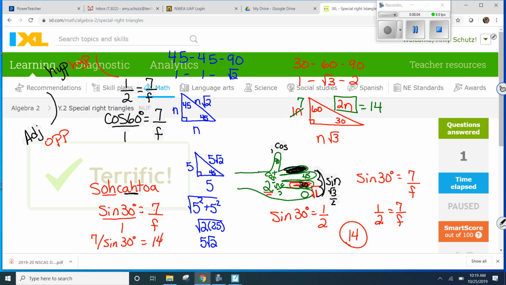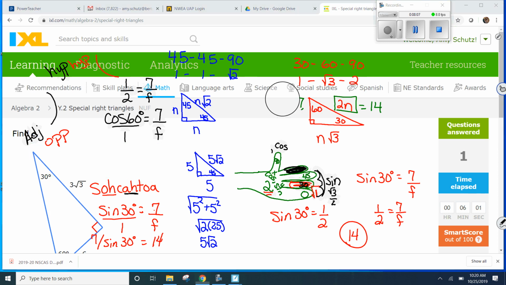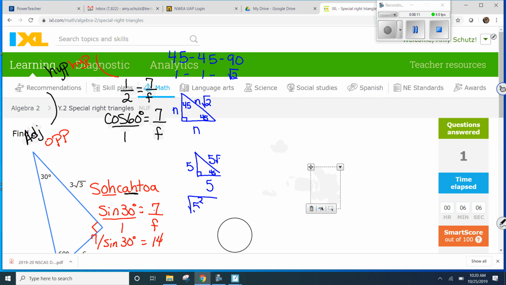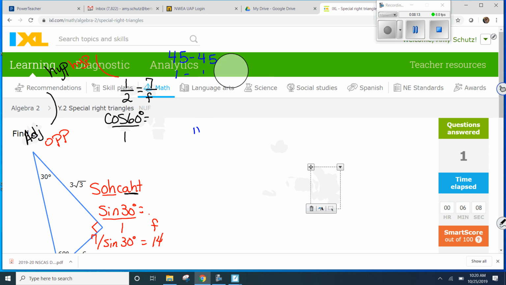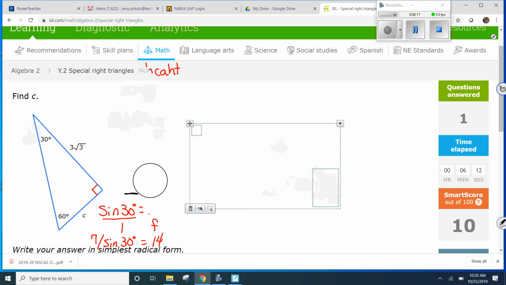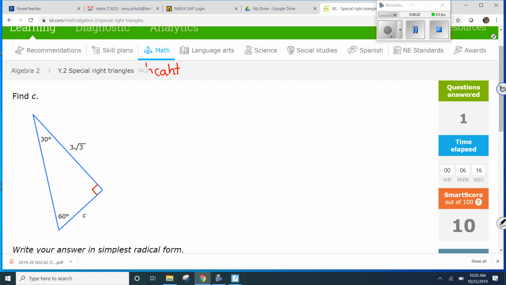Okay, so let's look at another example. And I'm going to try to do these, well, I don't know, I'll do them with both the special triangle and the other way so that you can see how to do it.